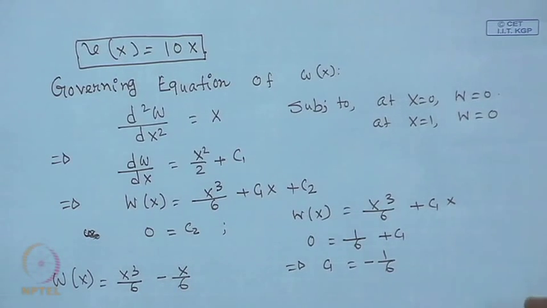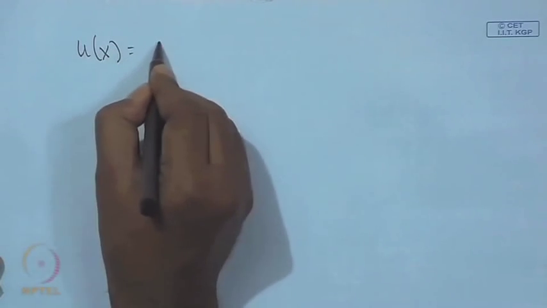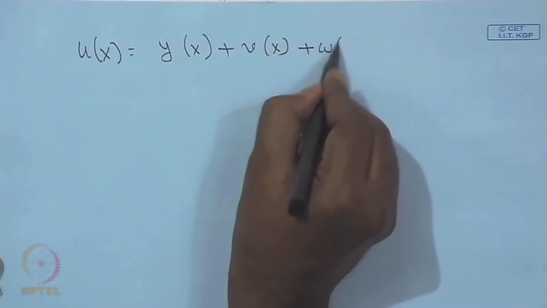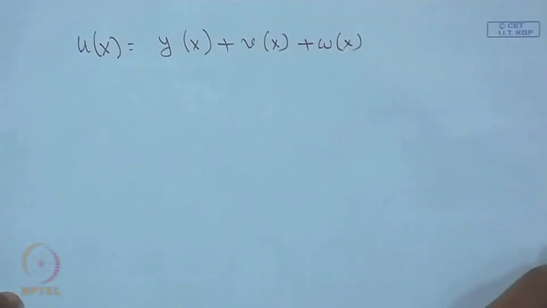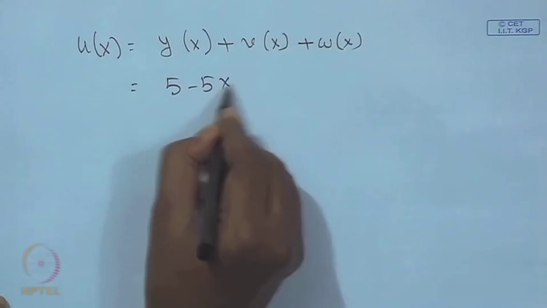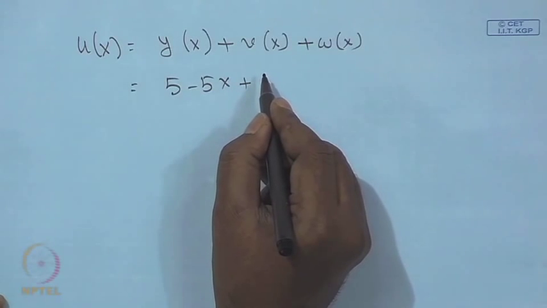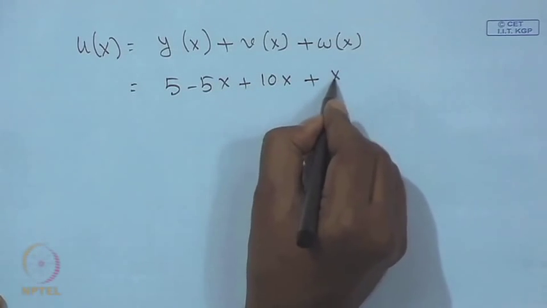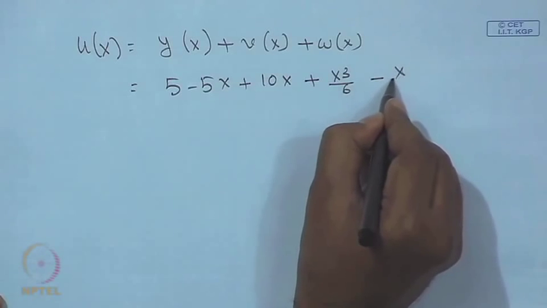Now, we can use the principle of linear superposition and add all these solutions up, and we will be getting the complete solution. So, u of x is equal to y of x plus v of x plus w of x. We have already found out the expressions of y and v: y is 5 minus 5x, v is 10x, and w is x cube by 6 minus x by 6.